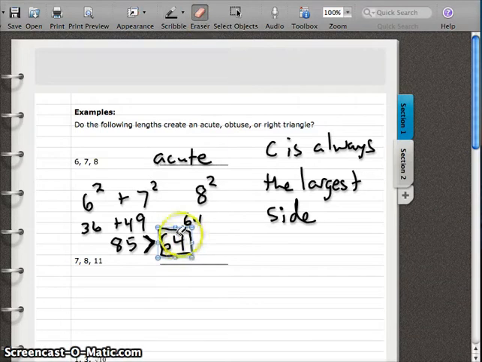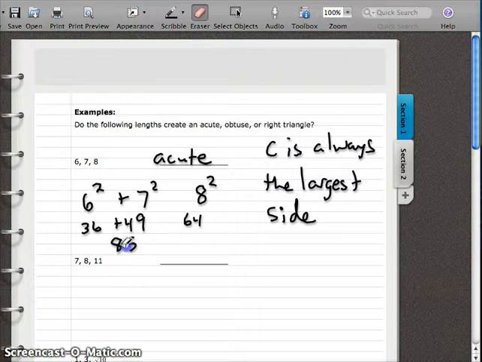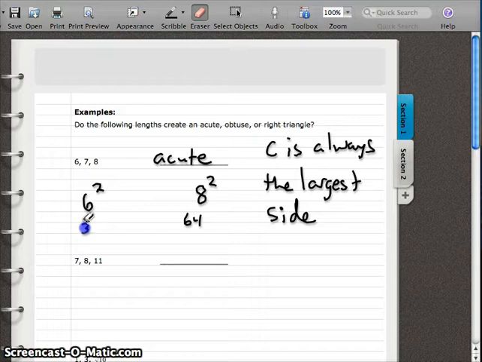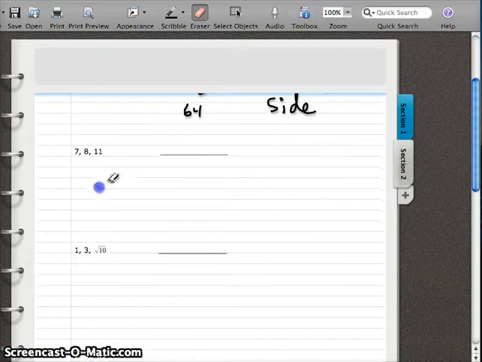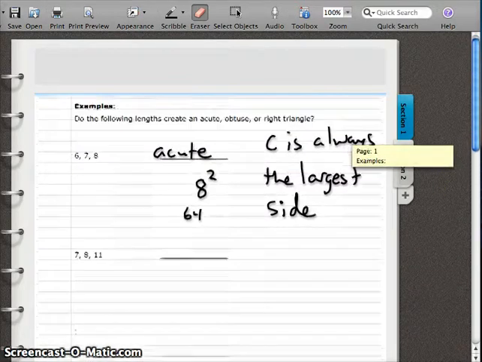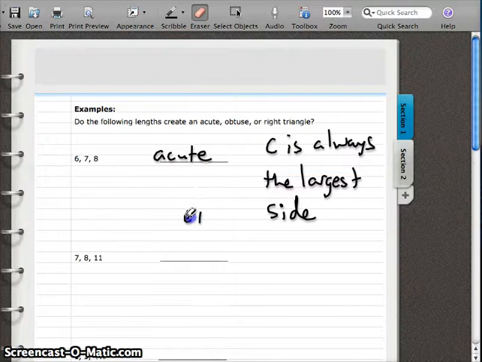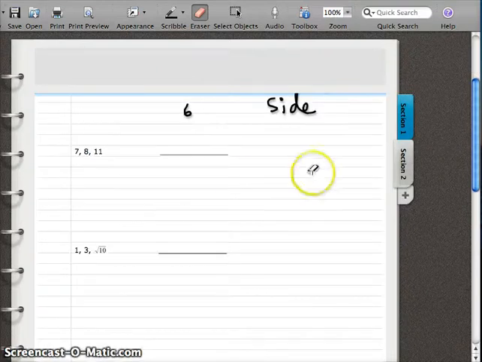Alright, let's get rid of some of this stuff that's in my way here. One last thing that you always want to keep in mind when talking about types of triangles and figuring out what their values are is to always think, is it a triangle to begin with?